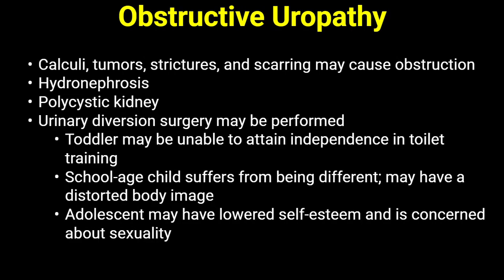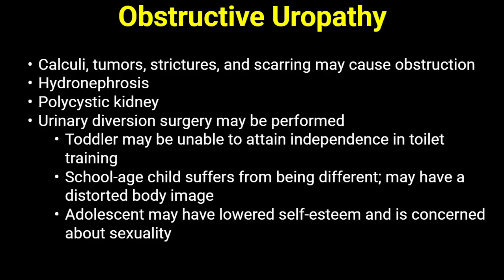Obstructive uropathy is any condition that blocks the normal flow of urine. When urine cannot drain properly, pressure builds within the urinary tract, which can eventually damage the kidneys. Common causes include kidney stones, calculi, tumors, urethral strictures, scar tissue, or congenital abnormalities. In children, congenital defects are a much more common cause than stones.